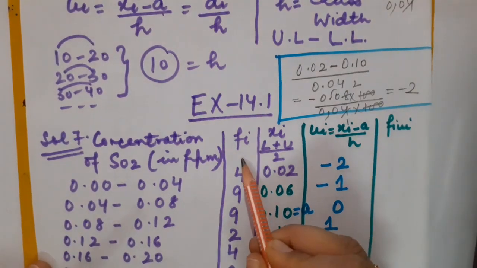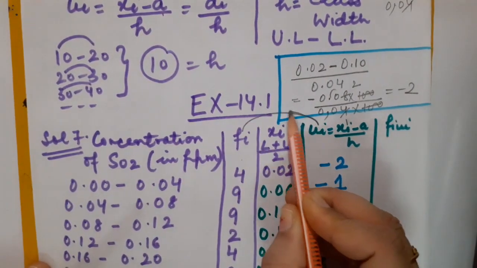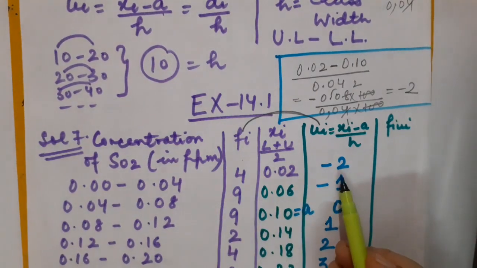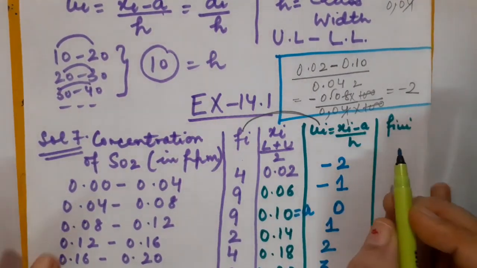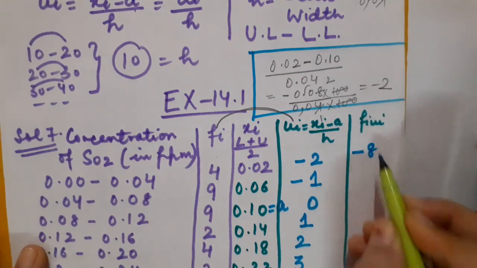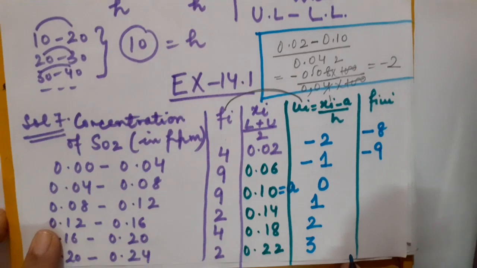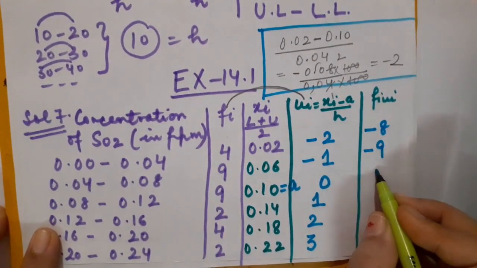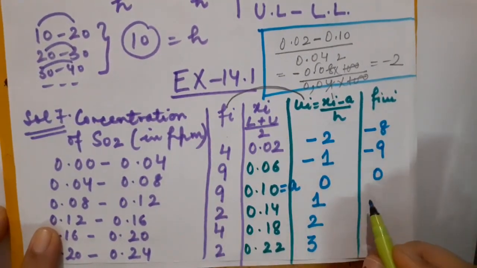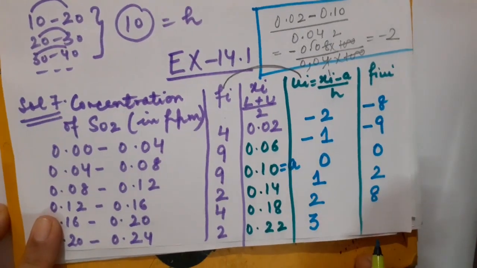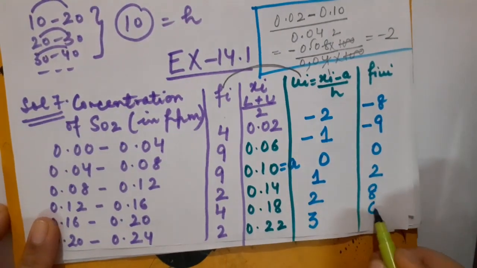Now I will be calculating the product of Fi as well as Ui. So this is Fi and this is Ui. I will be calculating their product. Correct? So 4 into minus 2 will become minus 8. 9 into minus 1 will become minus 9. Then 9 zeros are 0. 2 into 1 is 2. 4 into 2 is 8. And 2 into 3 is 6.